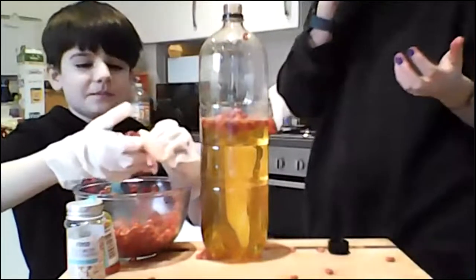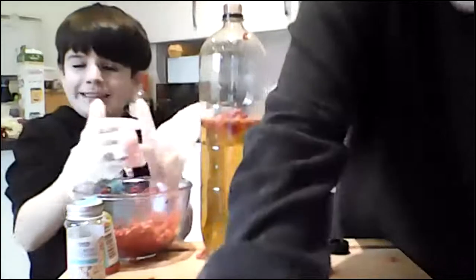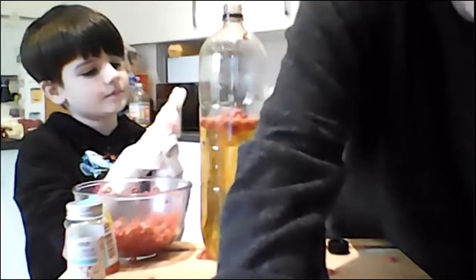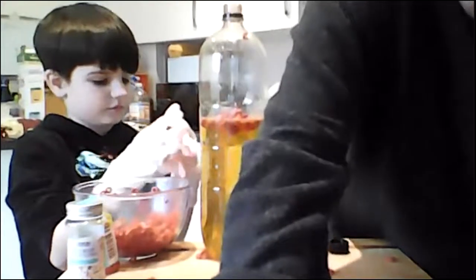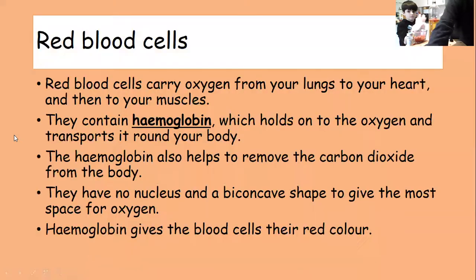All right, okay. So I'm going to now share with you again my screen just to show you a little bit more about red blood cells. So they carry oxygen from your lungs to your heart and then to your muscles, as I said before. And hemoglobin, it's a funny spelling. It's probably because it's Greek or Latin, I should think.